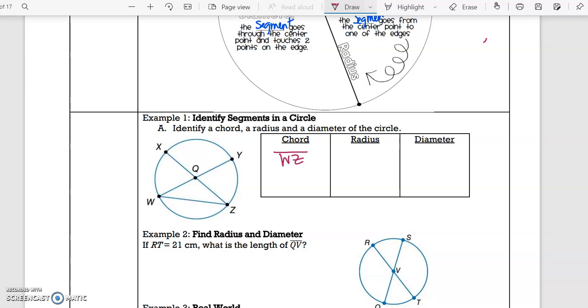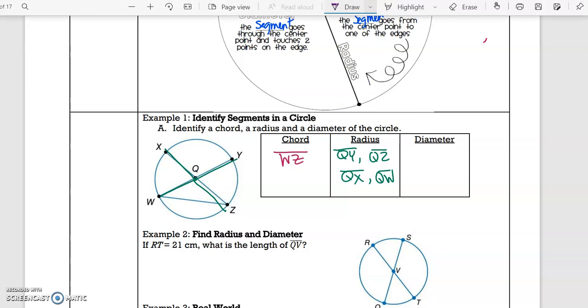The radius is going to go from the center to the side, so QY would be one, QZ would be another, QX, and the last one would be QW. And you could go the other direction with your letters.